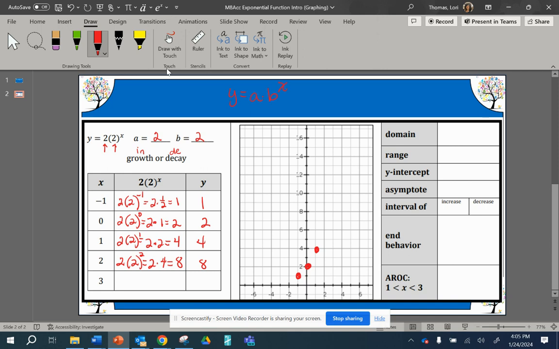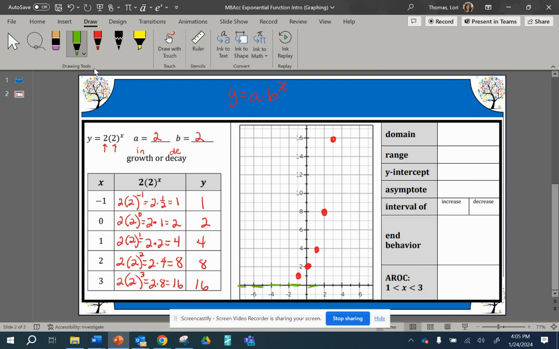So 2, comma 8. And then our last ordered pair that we're going to graph is we're going to put in 3 for x. So input of 3. So 2 to the third is 8. And 2 times 8 is 16. So we get 3, comma 16. So 3, comma 16.